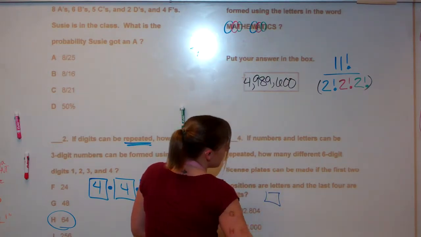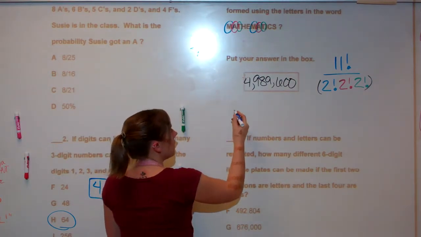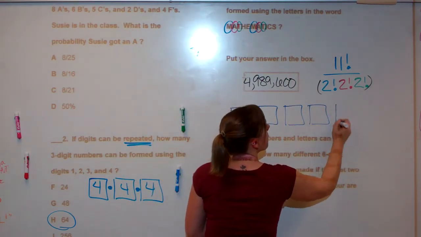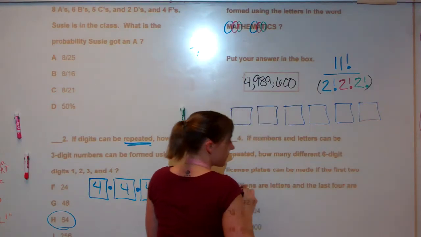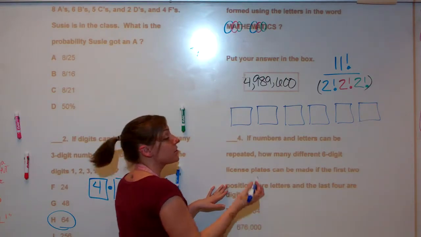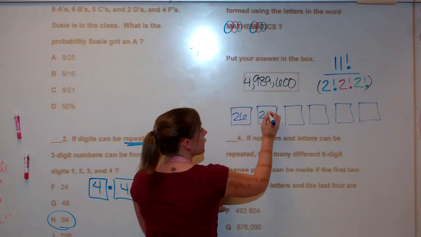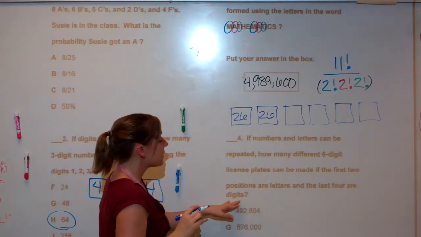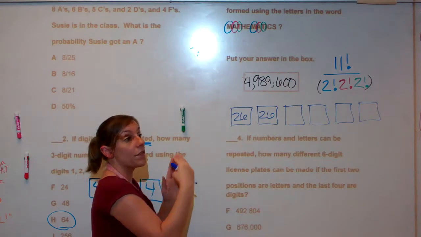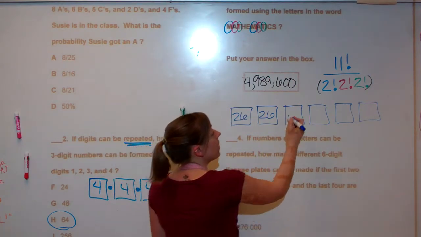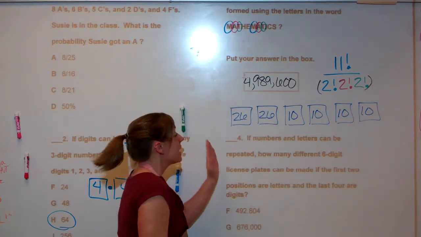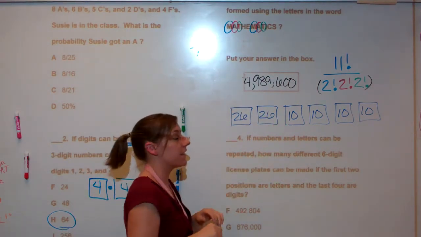So 6, let me do it up here. 1, 2, 3, 4, 5, 6. Okay. If the first 2 positions are letters, how many letters do we have to choose from? 26 for the first 2, and the last 4 are digits. Well, when it comes to single digits, we have 1 through 9 and then 0 as well. So that's actually 10 digits that we can choose from for each of those. It doesn't matter if they repeat, so that's why we're looking at them separately.